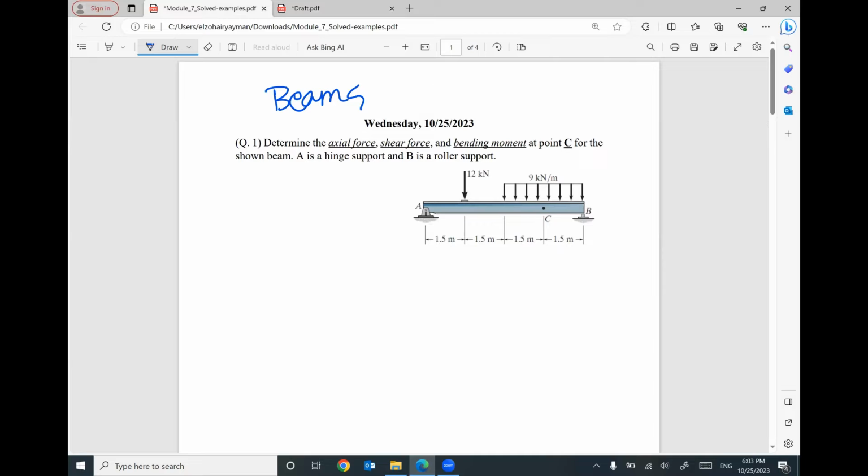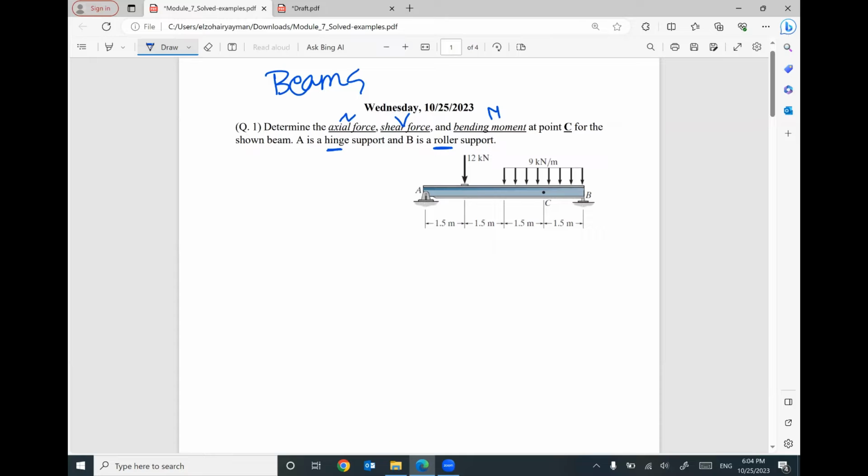First example: I'm given a beam with two supports, one at A, which is a hinge, and one at B, which is a roller. I need to figure out the three internal forces: axial force N, shear force V, and bending moment M, at point C. Point C is located 1.5 meters from support B. Regardless of what is required, I will start with reactions. This is the first step. Without reactions, you cannot solve this kind of problem.